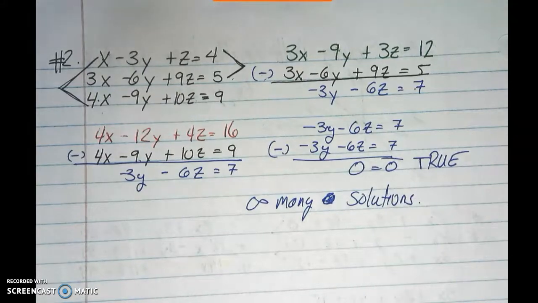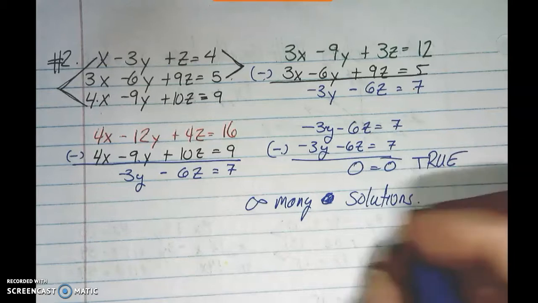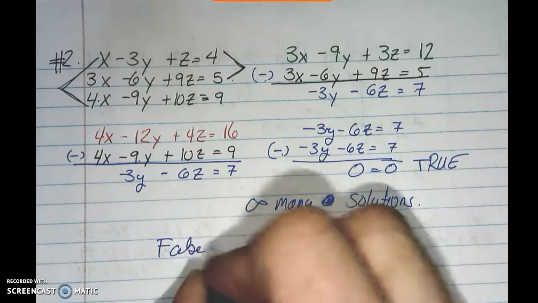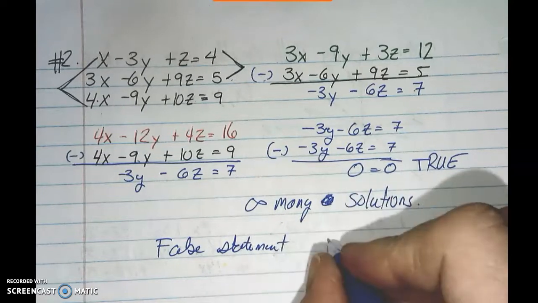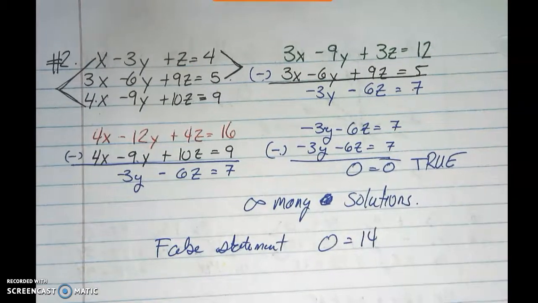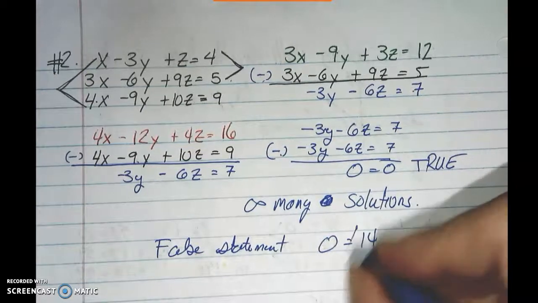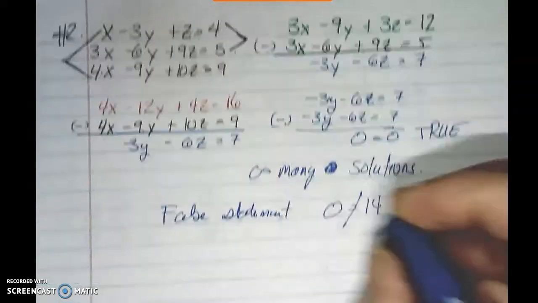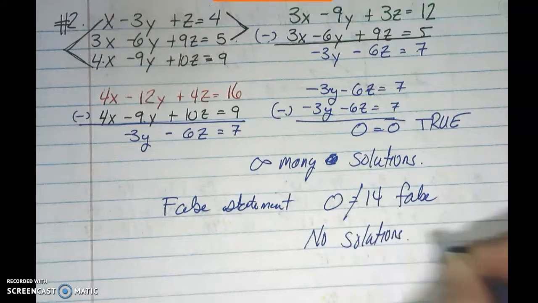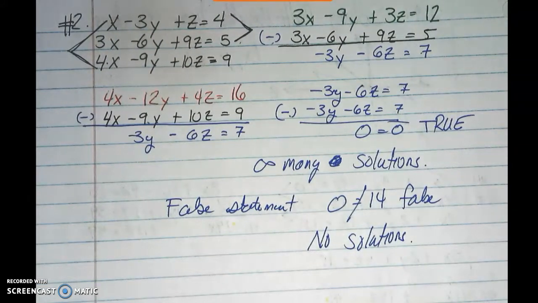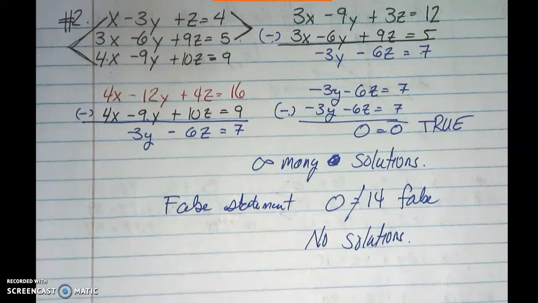All right, so this one was true. If we come up with a false statement, correct. So if I did something like 0 is equal to 14, right? This is false, and it would be no solutions. Okay? That's it. Okay?